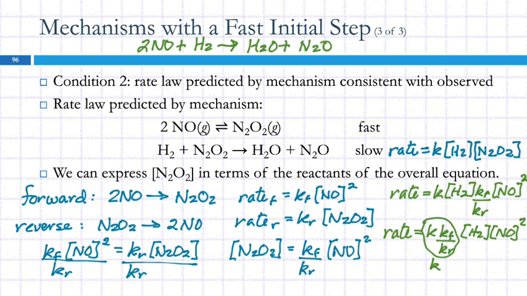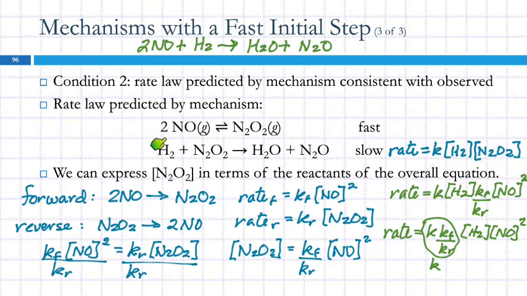So I know that we can't use the rate law of K[H2] and [N2O2] because it's an intermediate. Where did we switch it? Like, what can we use instead? So we can use this, the rate law for the slow step, right? And we couldn't use this.